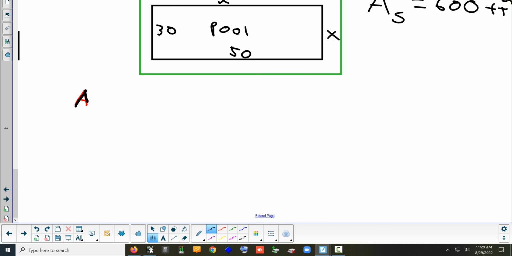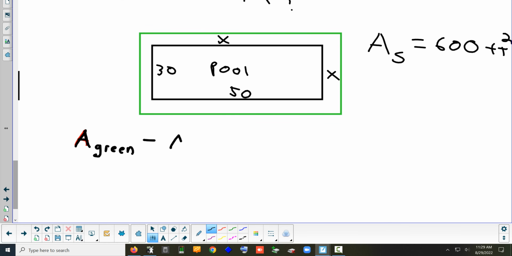Yeah, keep going. You have your total area. So yeah, we'll call that the area of the green one. Okay. And then it would equal the area. Is it not equal yet? I don't know. Depends on how you write it. It would be like total area minus the area of the pool. And that would give me the area of only the sidewalk. Yes. That's the general idea. If you take the area of the green rectangle and subtract the pool, you will be left with the area of the sidewalk.